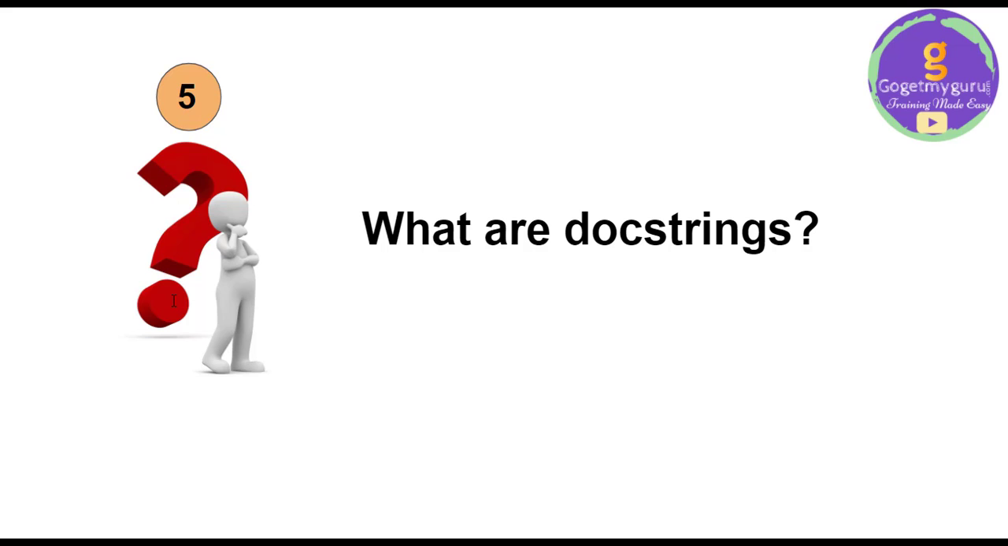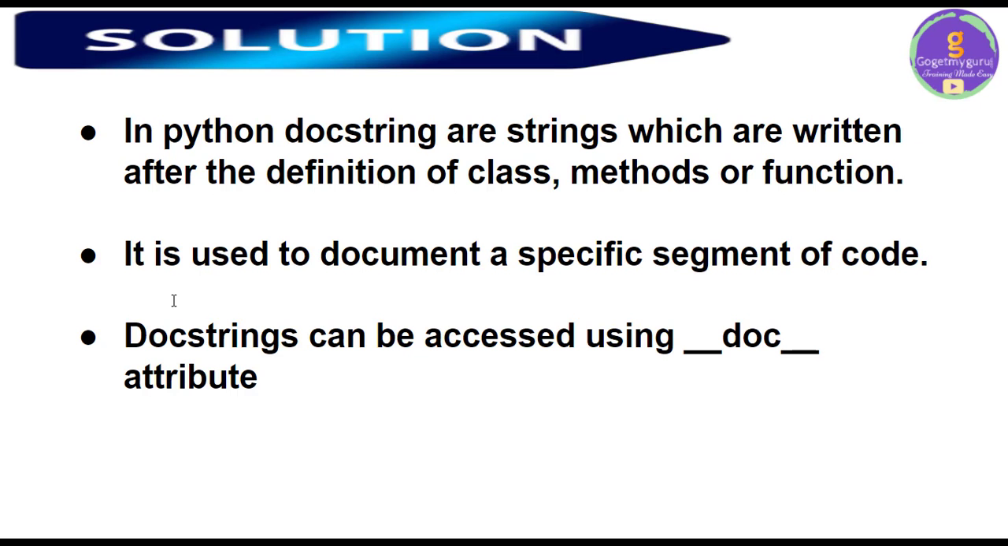So the next question is, what are docstrings? In Python, docstrings are strings which are written after the definition of a class, method or function. So what does this mean? This means that when we define a function, method or a class, immediately after that we will provide a string. That string is called a docstring. So why do we use this docstring? It is used to document a specific segment of code.